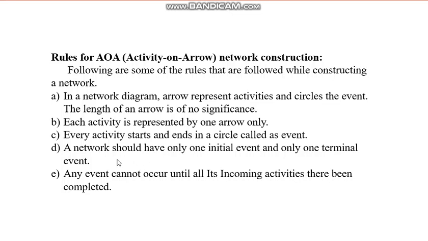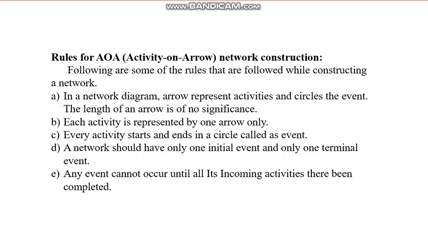Okay, next rule is a network should have only one critical event and only one terminal event. Not critical, one initial. A network should have only one initial event and only one terminal event. See, that means this network, at the beginning, should not start with two circles. It should always start with one circle only. At the ending also, finishing also, it should end with one circle. You cannot keep two branches under two circles.